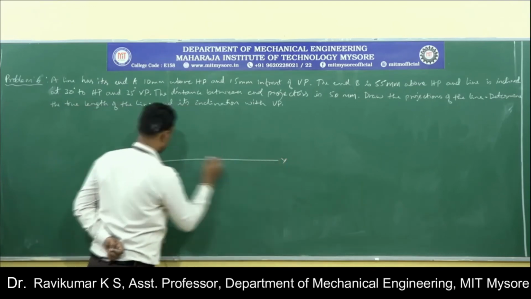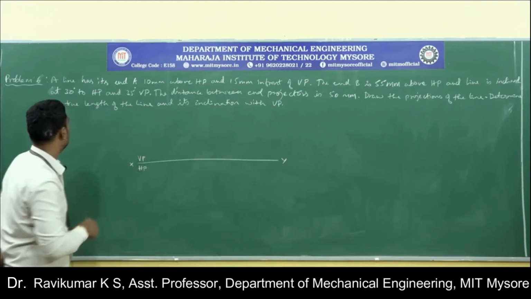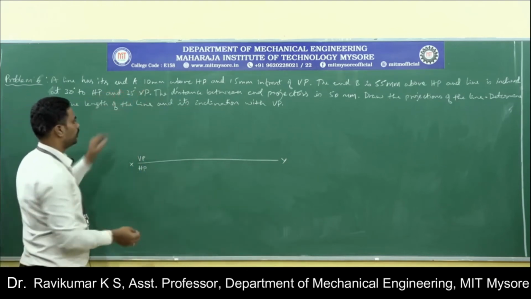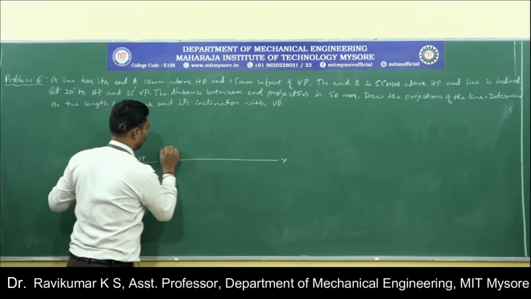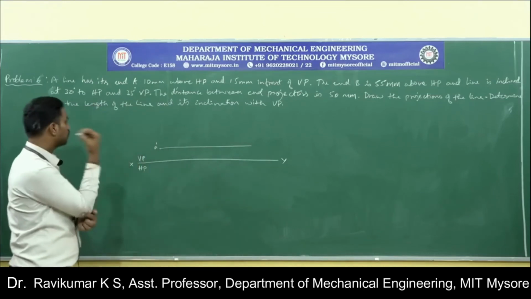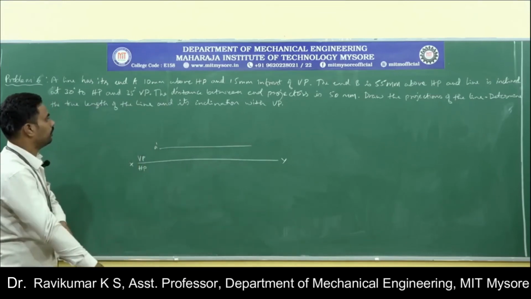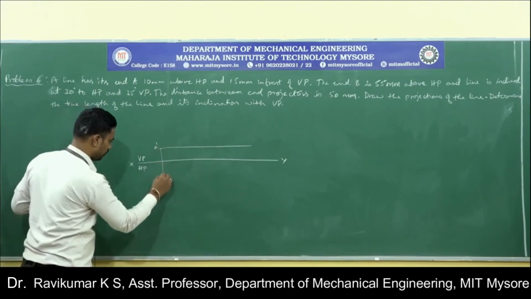X, Y, VP and HP. End A is 10 mm above HP. So 10 mm above HP, I am going to write the locus of A dash. Then 15 mm in front of VP. So 15 mm in front of VP, A, I am going to write the locus.